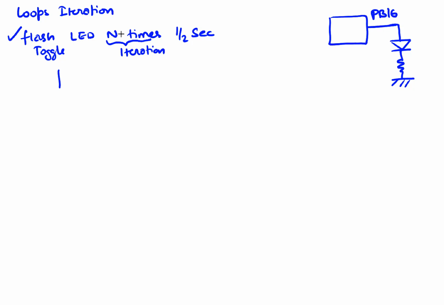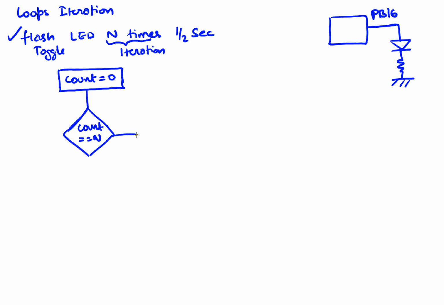So I know I want to iterate for n times. So let's say I have a counter of some kind, and I set the count to 0 to start with, right? And I'm going to count up all the way to n. I'm going to set count to 0, and then I'm going to write my loop. N could be 0, so I can ask, is count equal to n? And if the answer is yes, then I'm done.